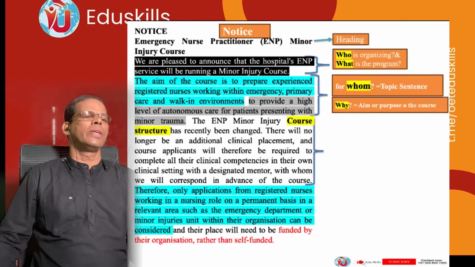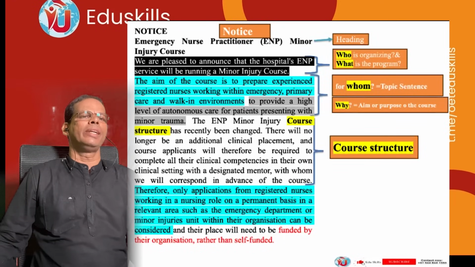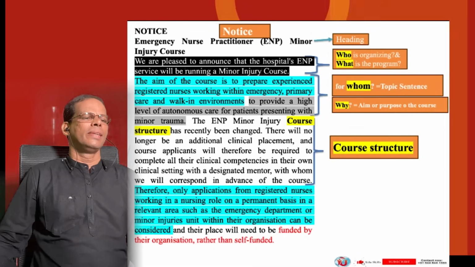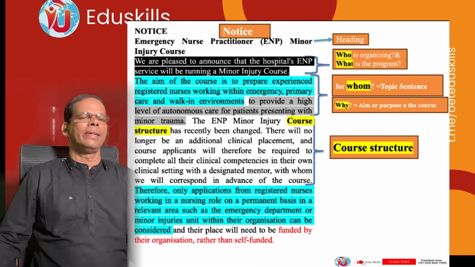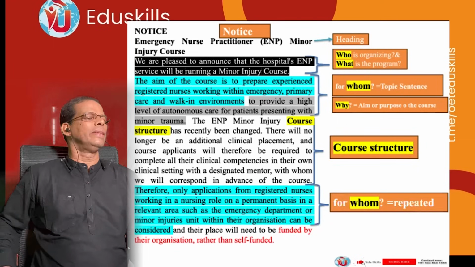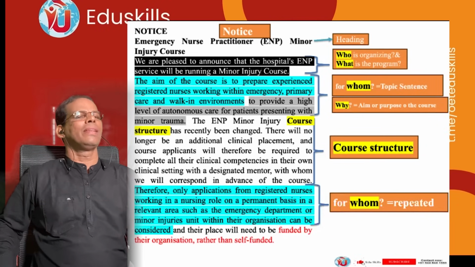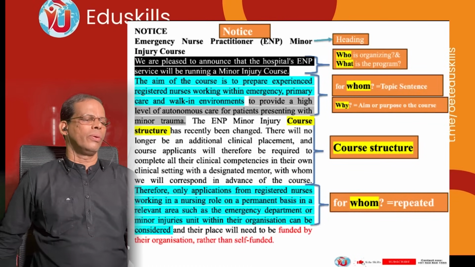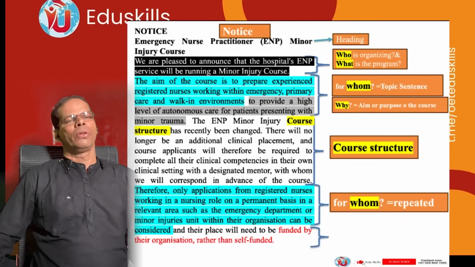Then you have course structure. The ENP minor injury course structure has recently changed, and then she is speaking about course structure, also clinical placement, all those things which are not at all relevant for us, provided we understand the topic sentence. Then you have for whom, repeated. Again, the whole thing is repeated. The topic sentence says for whom, and again it says for whom at the end. So the answer is stressed and repeated.